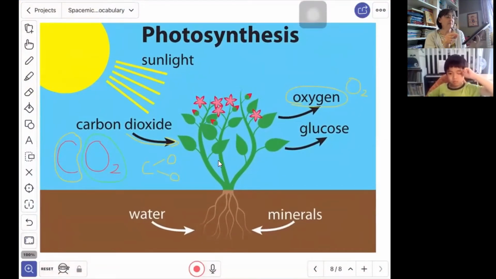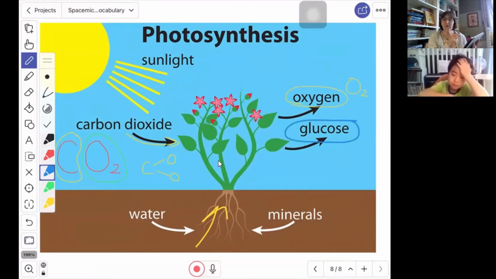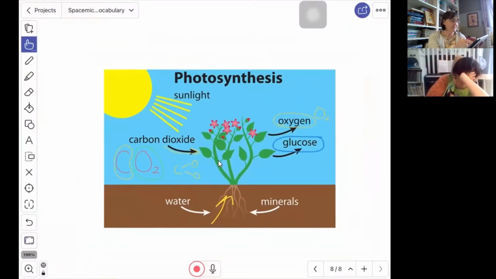So when a plant breathes in the carbon dioxide and gets sunshine and gets water coming up from its roots, then it's able to make its own food. And that food is called glucose. That's what it's called. So that is photosynthesis.